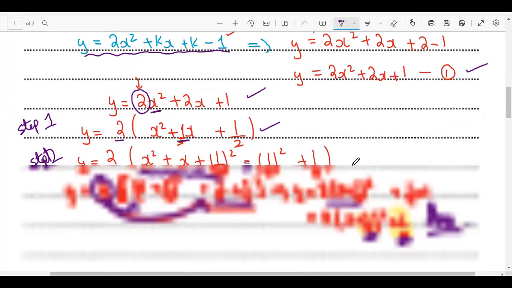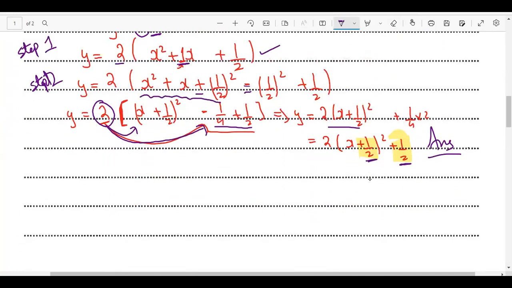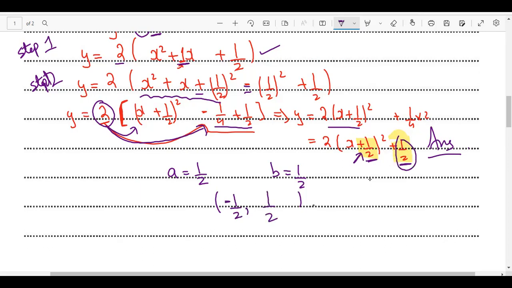In our case, what do we have? We have 1 by 2 and we have 1 by 2. So a is 1 by 2, and b is 1 by 2, and the coordinates of the vertex are going to be the negative version of this number. It is -1 by 2, and this one would come as it is. So it is 1 by 2. So this is going to be the answer to the second part, okay? The coordinates of the vertex are going to be -1 by 2 and 1 by 2. Here, you were not supposed to find the coordinates through the long method. You were just supposed to directly write down the values using this form.